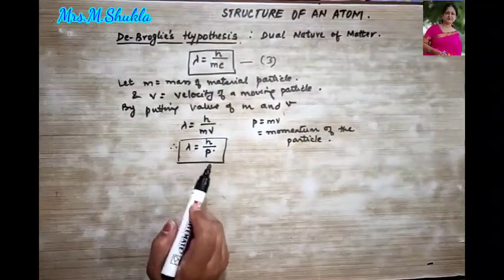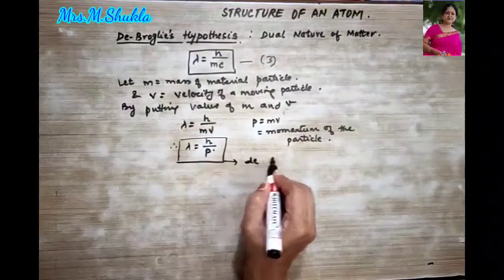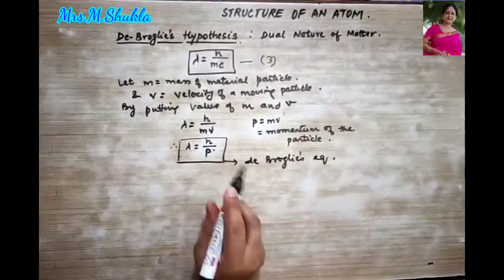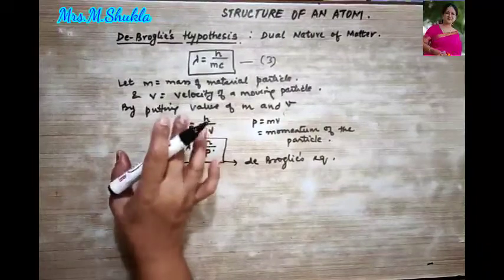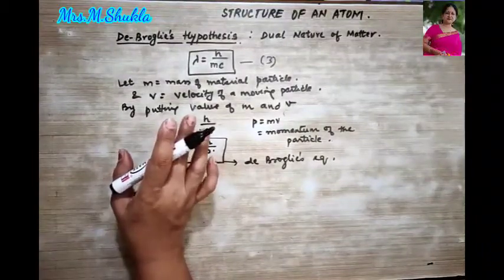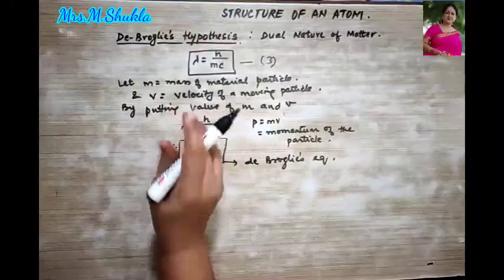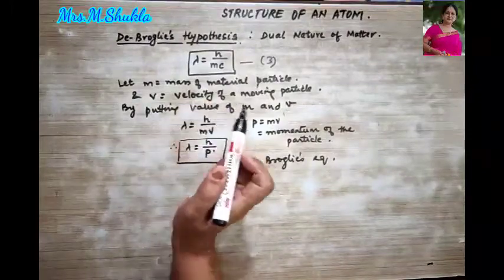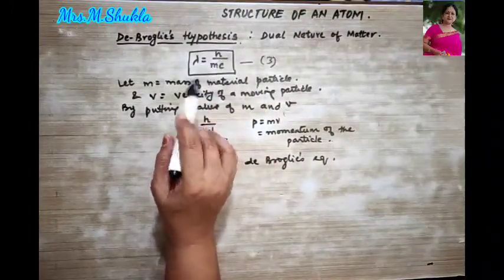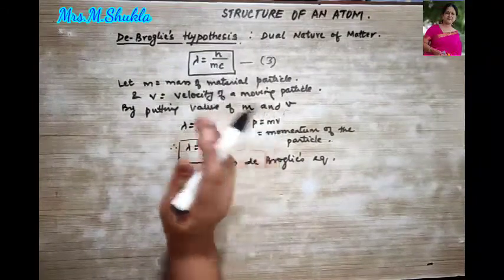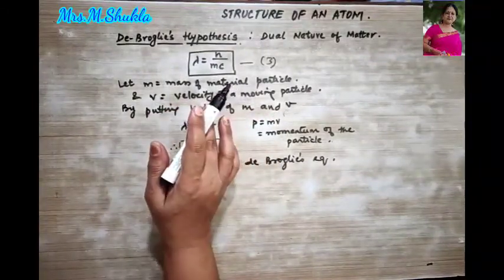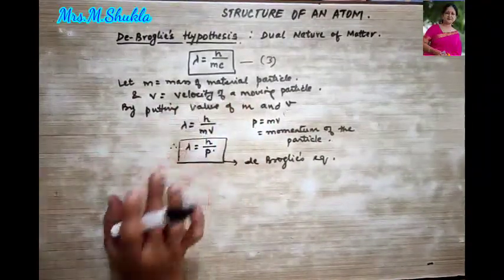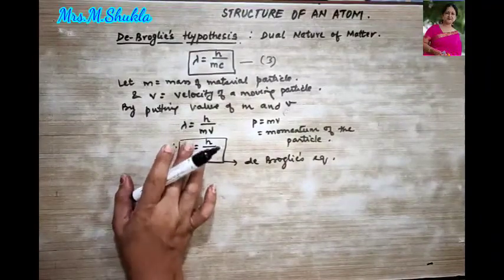So this equation is called de Broglie's equation, right? Now what is the significance? Although de Broglie's equation is applicable to any material particle, it has certain significance only in case of micro particles. Though, as I told you, his hypothesis tried to explain both the macro as well as micro objects or particles, significantly this is possible only in case of micro particles.